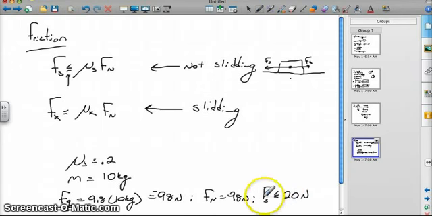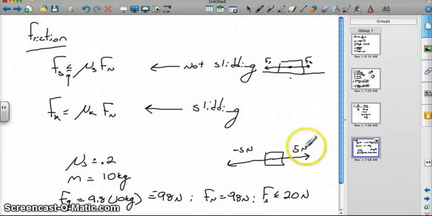newtons. So what that means is if I were to pull on the object with 5 newtons of force, the frictional force would resist it with 5 newtons. If I was to pull on it with 10 newtons of force, the frictional force would resist it with negative 10 newtons. All the way up to 20 newtons of force. If I was to push on it with 21 newtons of force, I would exceed the maximum static friction. The object would begin sliding, and I'd have to calculate a kinetic friction problem.